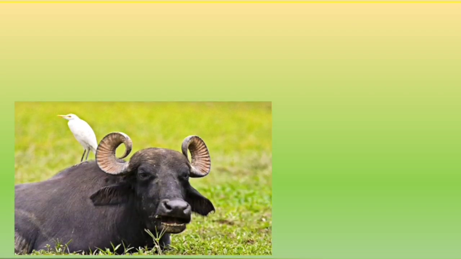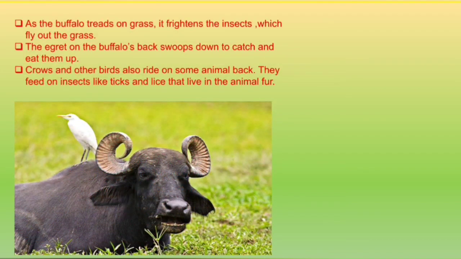We can see an egret sitting on the buffalo. Egret is the white bird. Why does the egret sit on the buffalo? Let us see. As the buffalo treads on grass, it frightens the insects which fly out of the grass. The egret on the buffalo's back swoops down to catch and eat them up.